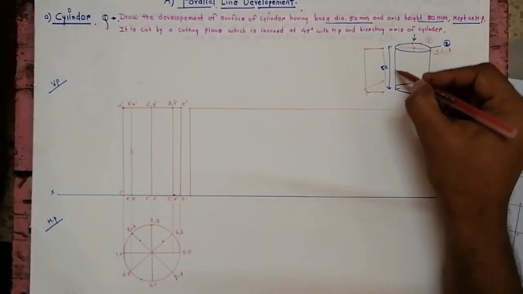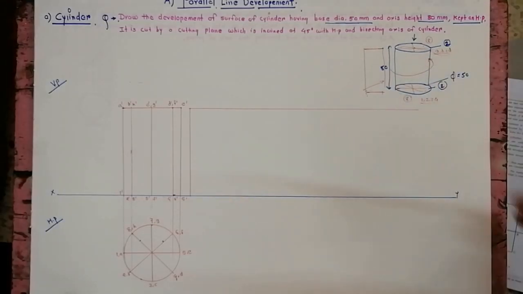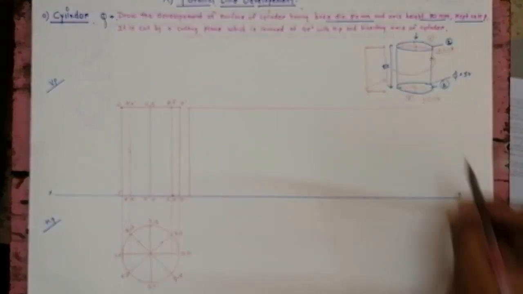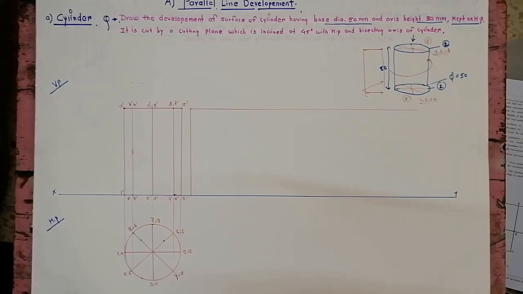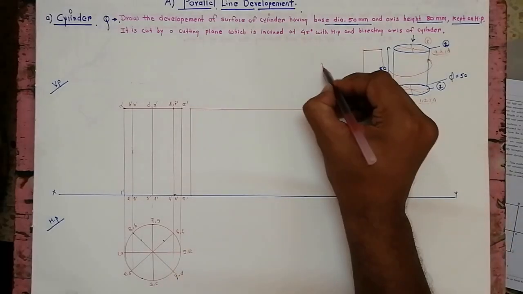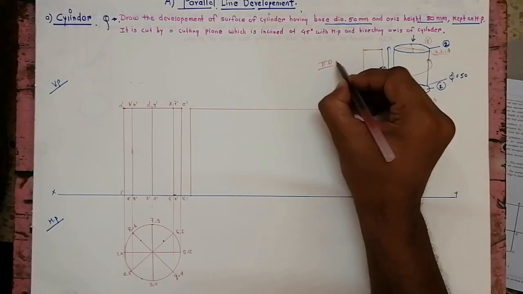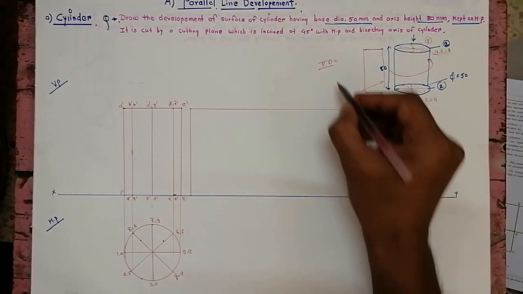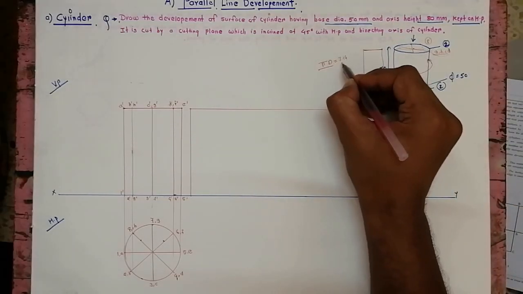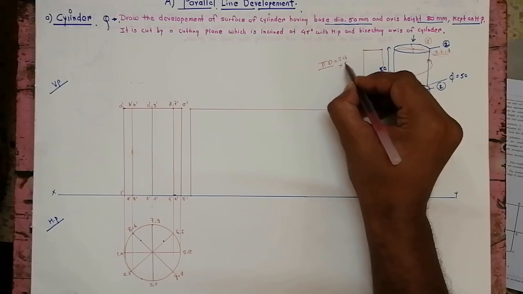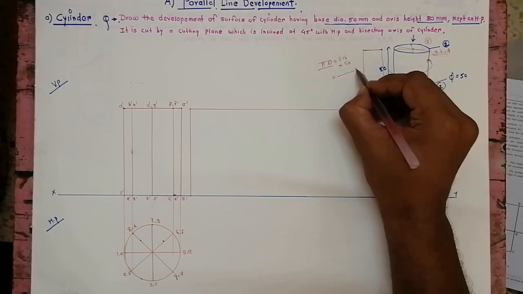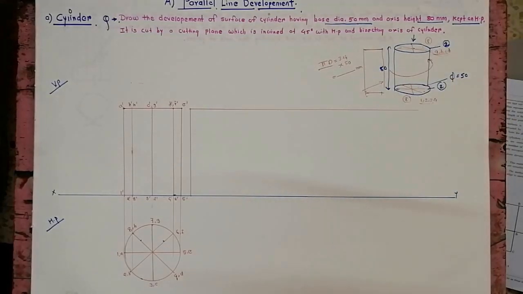So if we wrap the paper around this cylinder, and if we open that paper, the length becomes equal to how much? That becomes equal to the circumference of the circle, which is pi d. So here it is equal to how much? This is 3.14 into 50. So we have to calculate that, and take that many mm here.